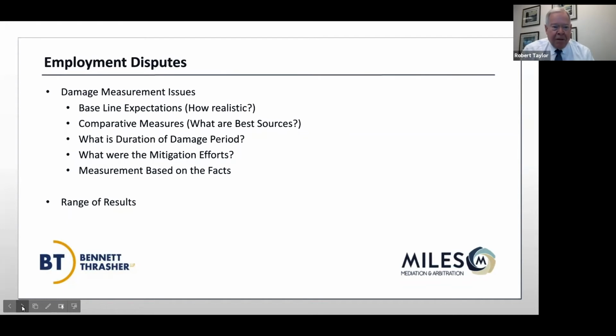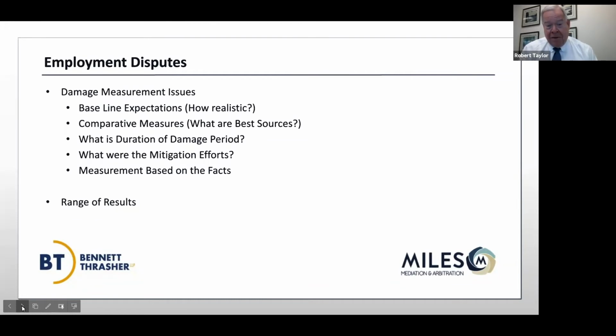In the area of employment disputes, the measurement issues that you commonly run into are: what were the baseline expectations of the harmed employee? How realistic are those baseline expectations? Is the person someone who just came on board 6 months ago and does not have really a track record on which to base things, or have they been there a long time? You commonly look at what the comparative measures are for measuring the compensation and other things for the employee. And what are the best sources?